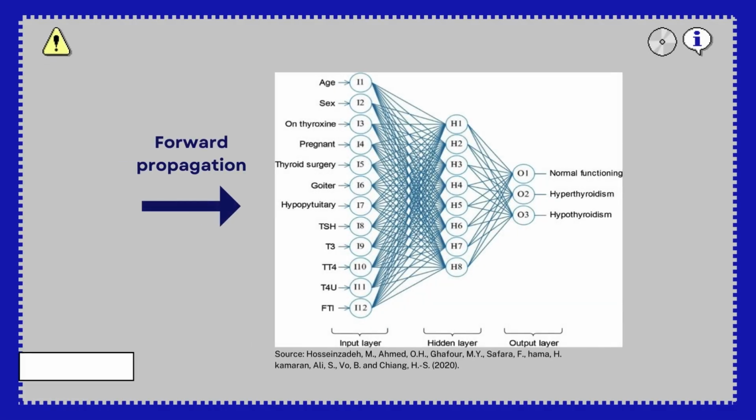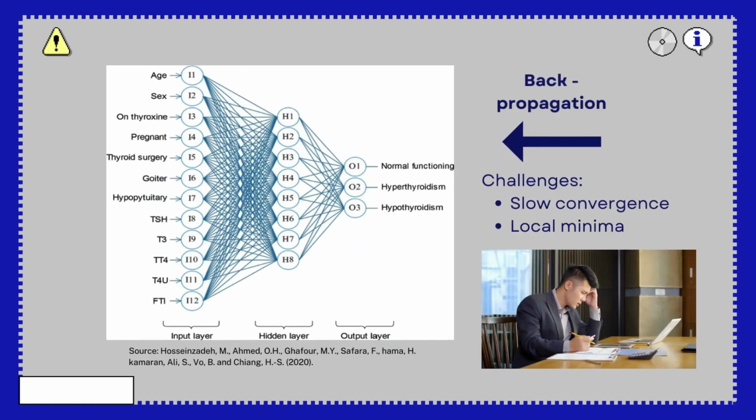The principle of MLP starts with forward propagation, which means that the data flows through the network from input to output, through the input layer, hidden layer, and output layer. Next, backpropagation of ANN is used to minimize the error by adjusting the weights and biases of the network. The error is propagated back through the network, starting from the output layer to the input layer.